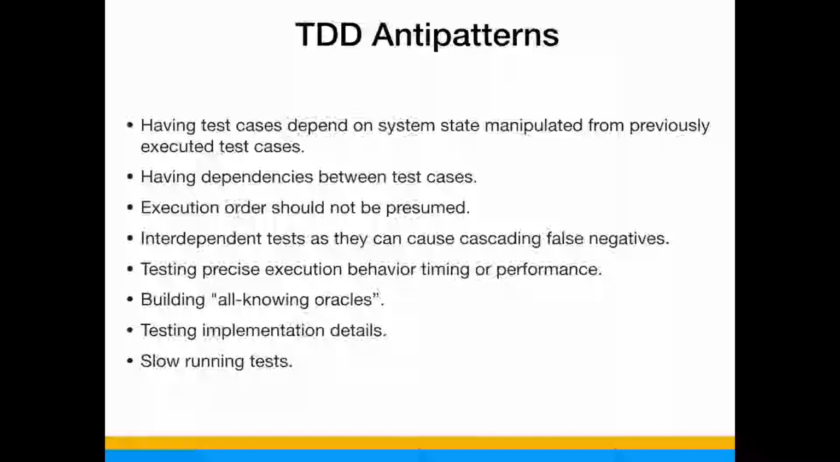We should not have a test case that depends on the system state manipulated from previously executed cases. So what does that mean? If you don't have a way to reproduce the current state, don't do that. Just don't try to overcompensate for that one test. That means that the previous test should not be modifying the data that another test is going to grab.